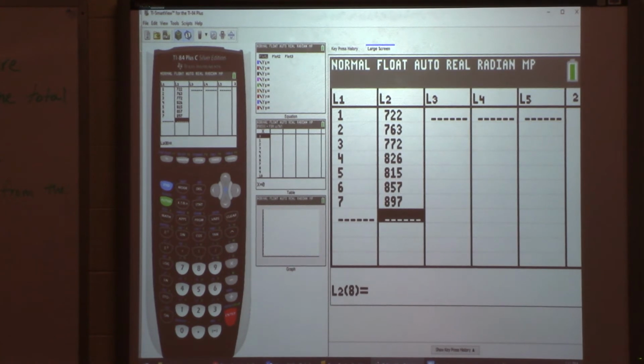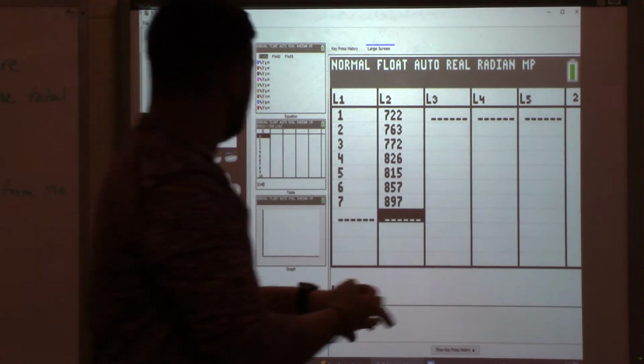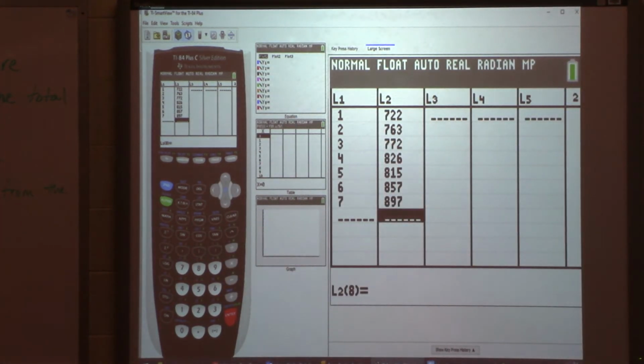So go to y equals, you need to make sure everything's cleared out. Make sure your plot is turned on. And list 1 and list 2 need to be filled out with your x and y values. Okay? We good so far?